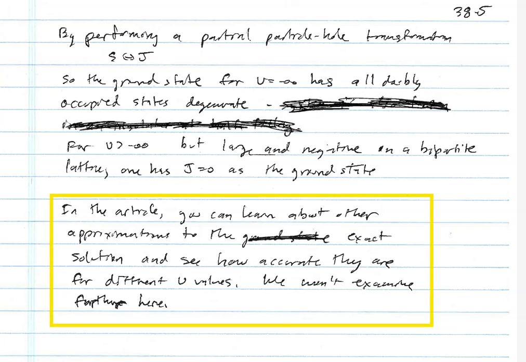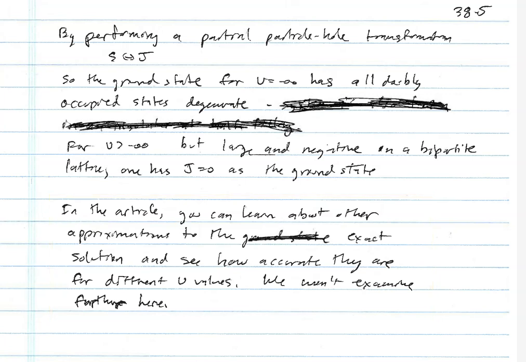Then in the article that is one of the readings for this lecture, you can learn about other approximations to the Hubbard model. They're called different kinds of Hartree-Fock approximations, and they are talked about in that paper, where they compare those approximations to the exact solution to see how accurate they are for different U values. That's viewed as a little bit old-fashioned at this stage, so we're not going to really examine that further here, because there are more sophisticated techniques we can use to at least give us better approximate answers to what the behavior of the Hubbard model is.